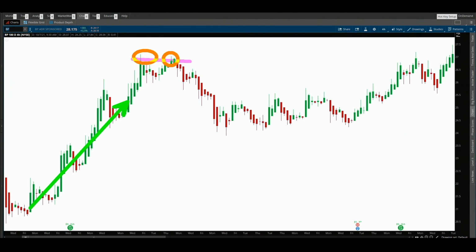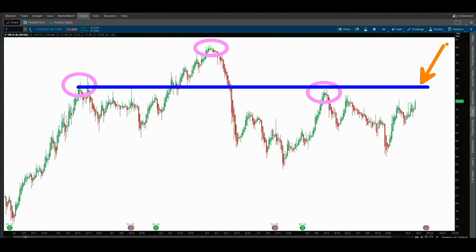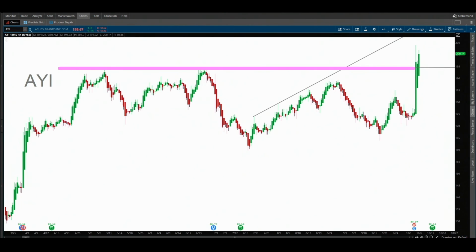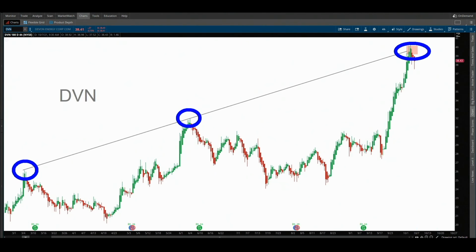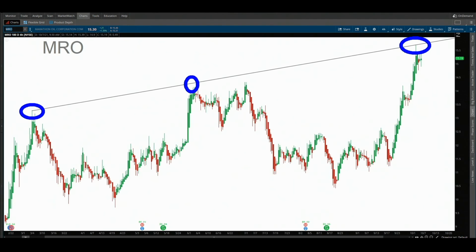Uptrend, double top, plateau, lower high, equal highs, plateau. And if you were getting in here, there is a possibility that it can go against you. So when looking at Citigroup, leg 3, leg 5, head and shoulders pattern that should have worked, but now it's making a plateau. Where do you think this will go? Lower? And that's why I picked AYI, plateau into a breakout. DVN up against resistance. Notice last time it made a high, lower high, plateau, and then sold off some more. MRO up against resistance, great place to take a trade.